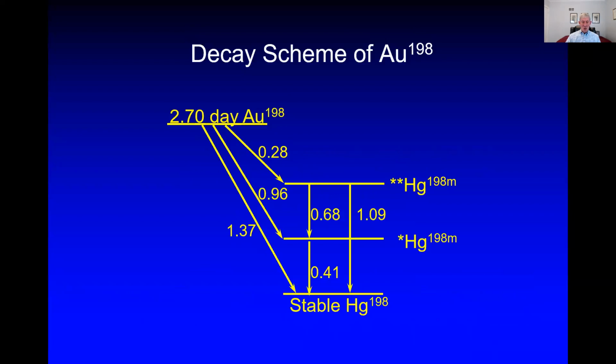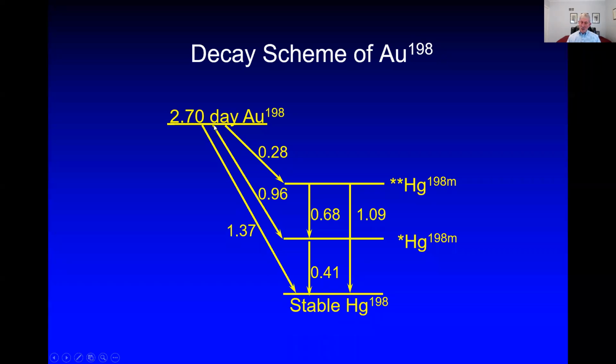Many, many years ago, gold 198 was used for certain kinds of therapy. It used to be put into knee joints for relieving pain in arthritic knees. We don't use it for that anymore. But look at this. We have this beta going from gold 198 straight to the ground state, stable mercury. Any gammas given off in this transition or not? No, right? This is pure beta going from here to here, no gammas.